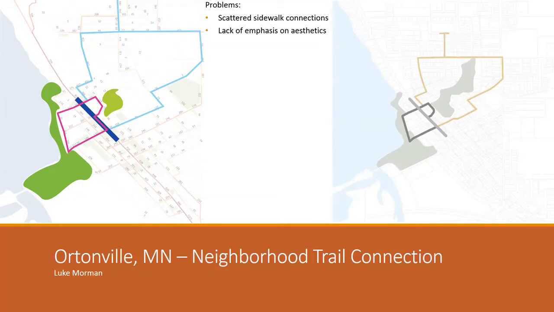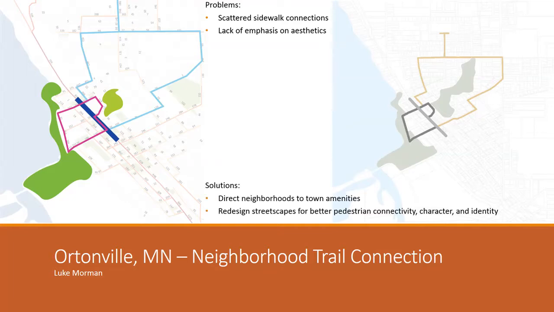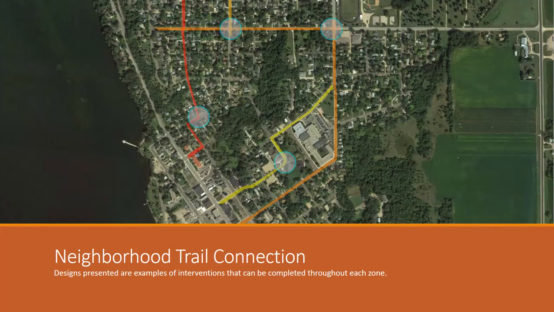Here in orange, you can see my path loop goes around the town, around Central Park and the gully in the middle. Some solutions I've thought of: directing neighborhoods to the downtown amenities, or town amenities in general, pushing people towards downtown and to the lake. I'm also going to be redesigning streetscapes for better pedestrian connectivity, character, and identity for the town. So here's my master plan of the trail connection.